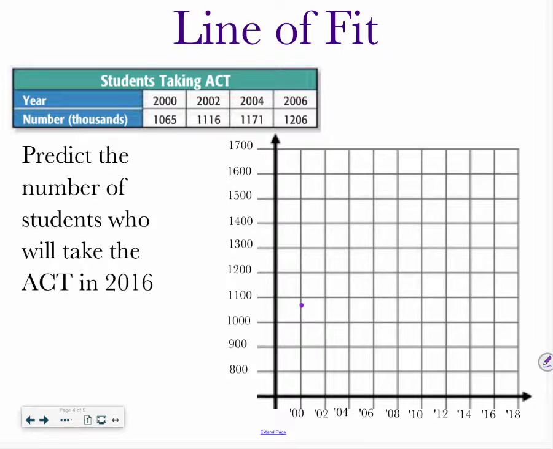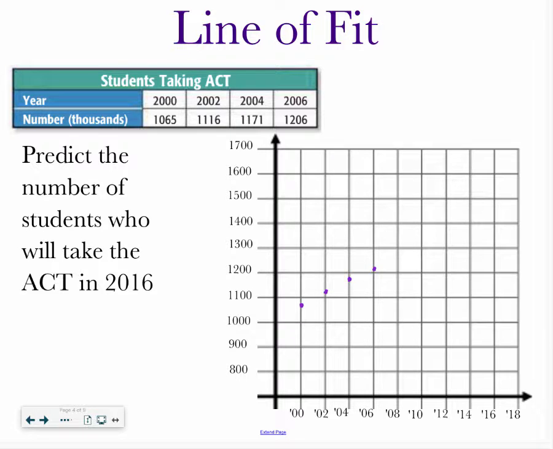And then I have 2002, 1,116. 2004, I have 1,171. And 2006, 1,206. Okay, so then I've plotted the points.